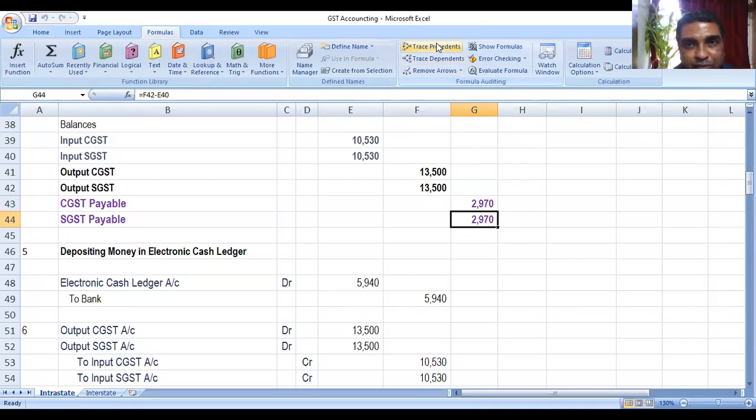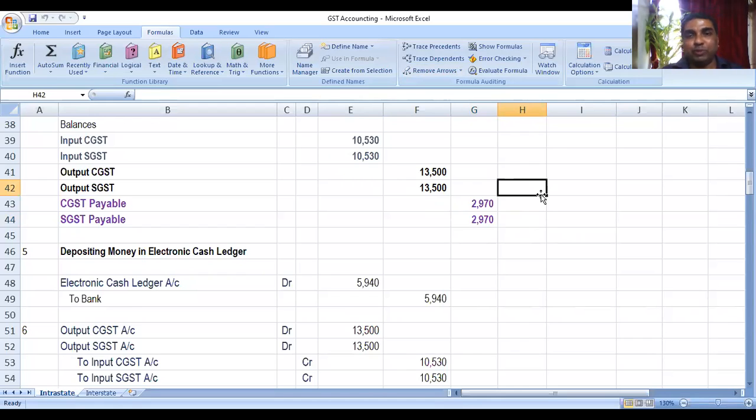Second case also you can find out. These are the differences. For SGST, 13,500 is payable and 10,530 is credit available. So how much is payable? 2,970. Can you do a similar exercise like this? Yes, sir. Okay.